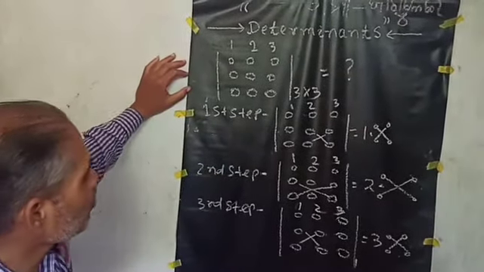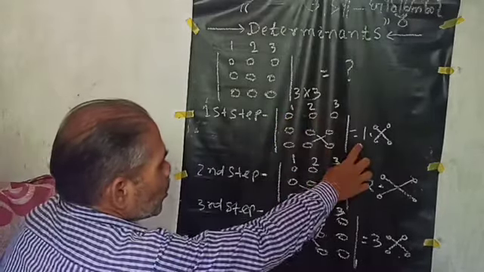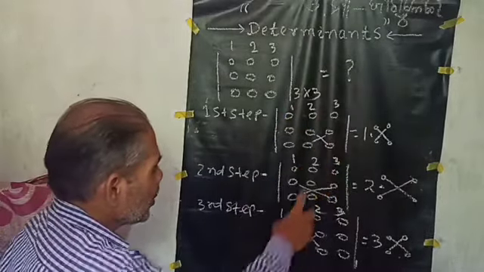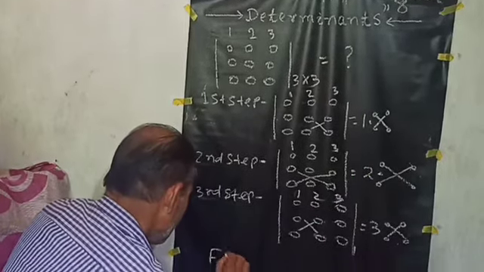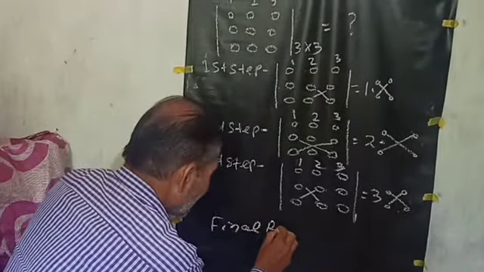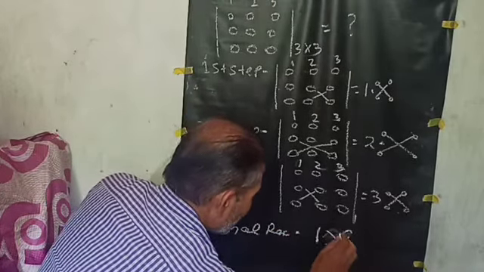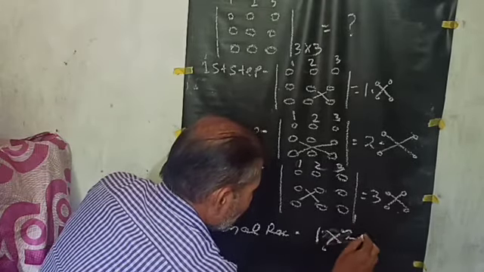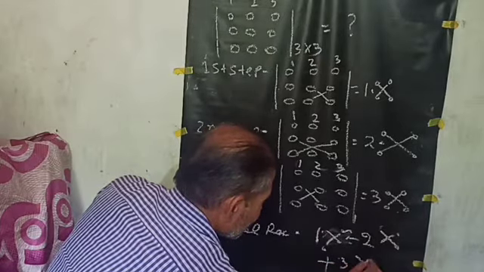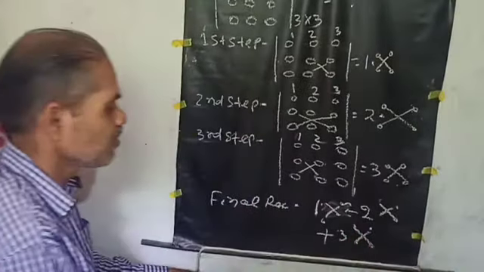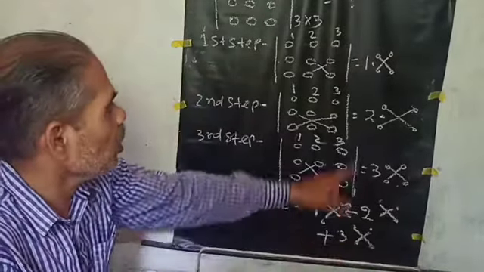First step, 1, 2 and 3. 1 into cross. Then 2 into cross, 3 into cross. Final result will be 1 cross, minus 2 cross, plus 3 cross. This is the final result. 1 cross, minus 2 cross, plus 3 cross.